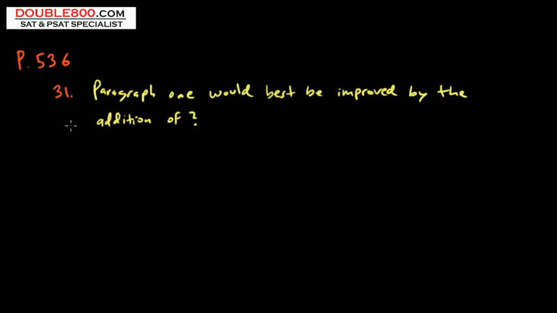In this lesson, we'll review the improving the paragraph problem. It's part of the writing multiple choice. We're on page 536, question 31. Remember, the improving the paragraph questions are always at the end of the long reading passage. There are only 6 on the whole SAT.